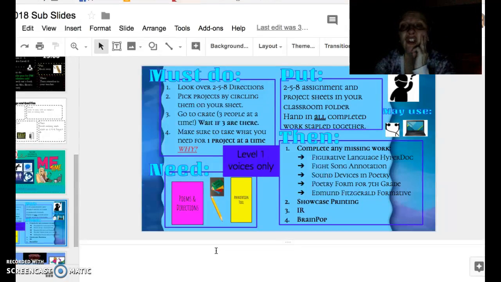Remember, if you finish, there's lots of things you can do. You can finish the hyperdoc. There's a lot of you who haven't done that. Fight song annotation, lots of people haven't done that one. Sound devices in poetry in the 7th grade poetry form. You also can IR some more, and you can do Brain Pop. That's always a given. Okay, do your best, concentrate.